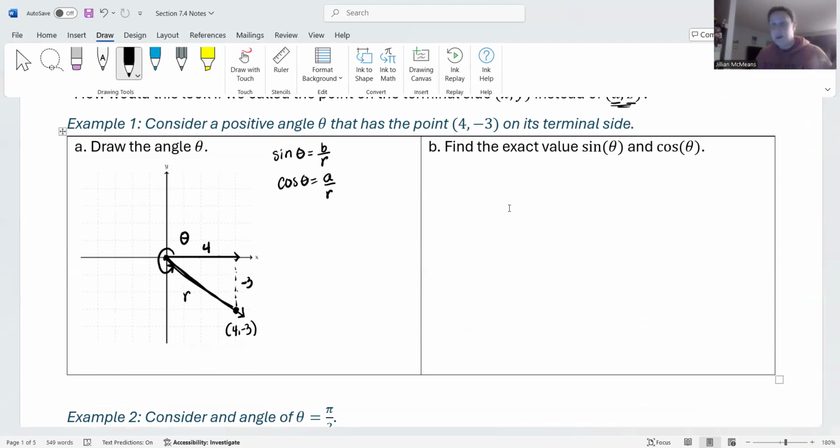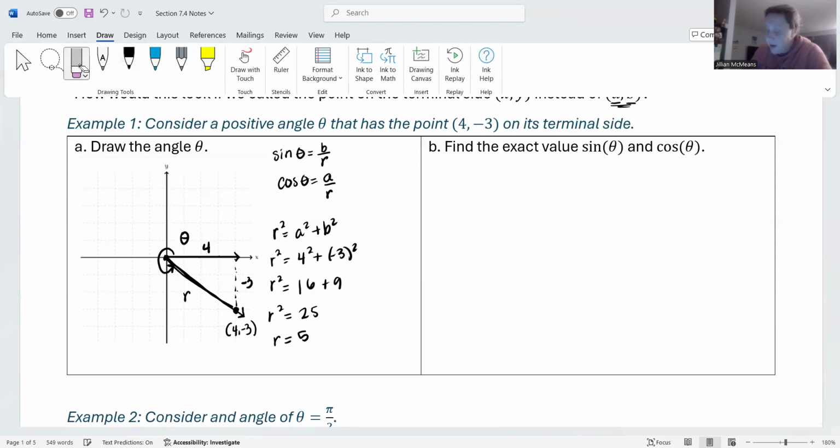So we can just use the Pythagorean theorem to find r, or you can use that definition. That's fine too. So we know that r squared equals a squared plus b squared. So r squared equals 4 squared plus -3 squared. Well, r squared is 16 and -3 squared is 9. So r squared is equal to 16 plus 9, which is 25. And if I take the square root of both sides, I get that r is equal to 5.